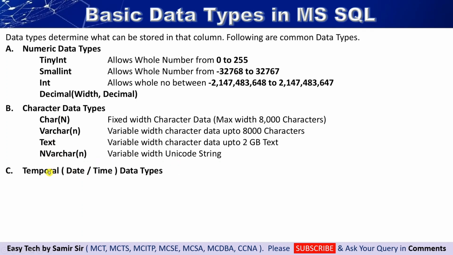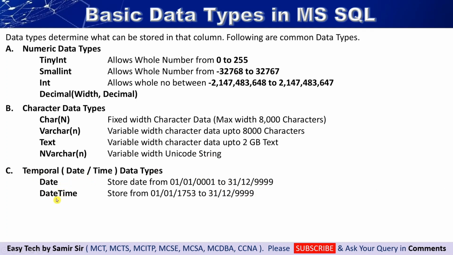The third type of data is temporal, which is used to store date and time data types. If you take any column and specify the date field, you can store dates from 1st January 0001 and you can go up to 31st December 9999. So I hope this is a very big range where you can save the information.